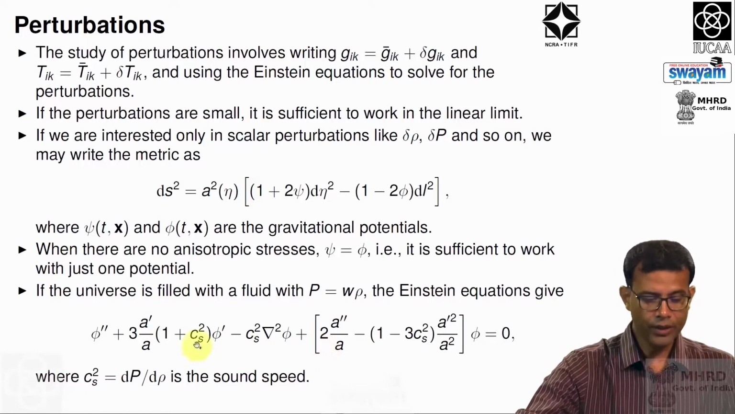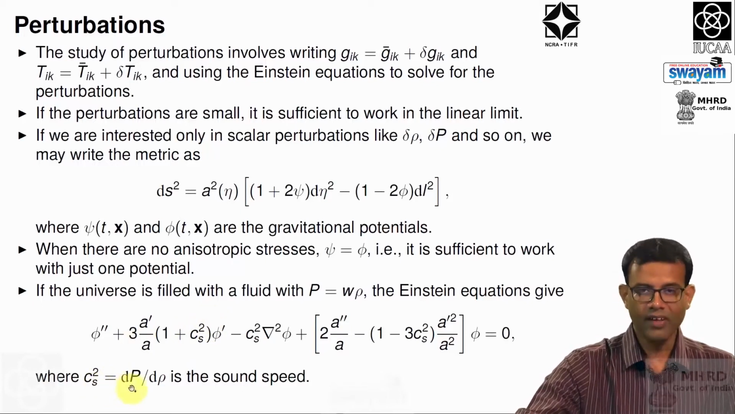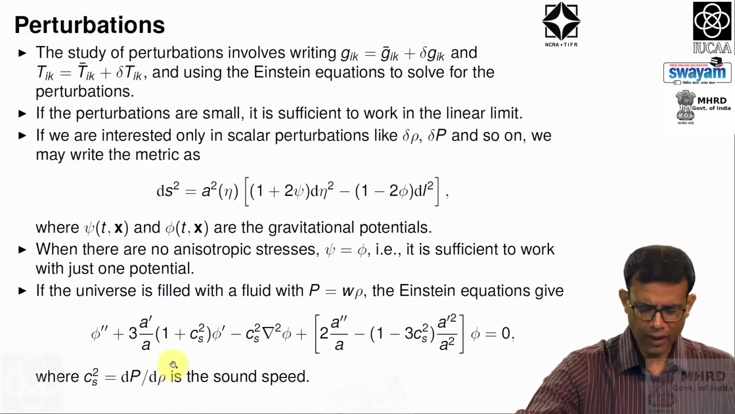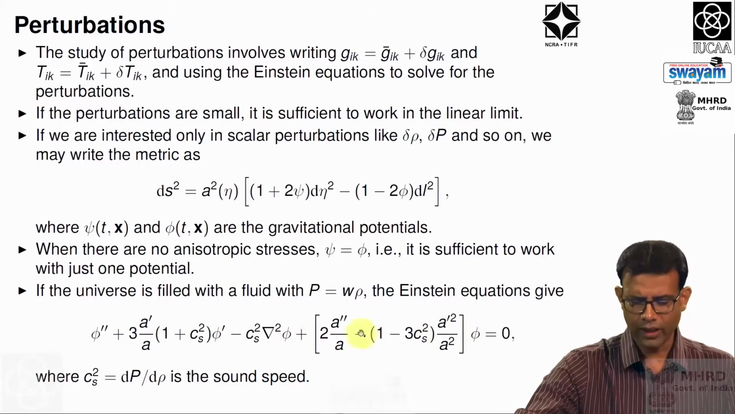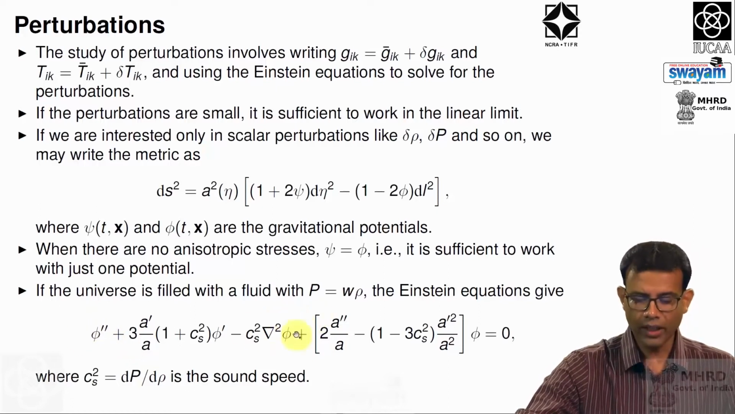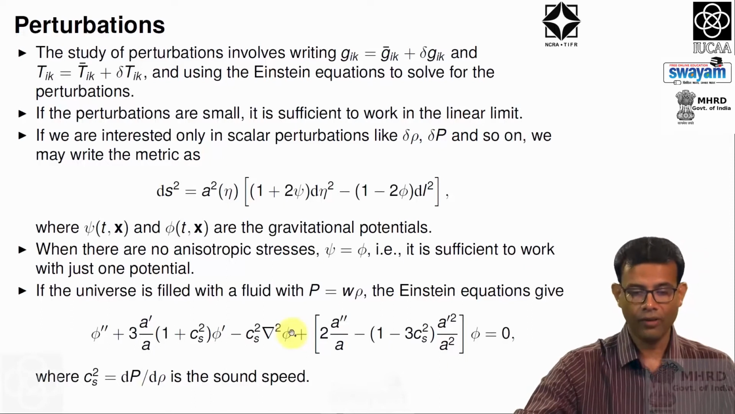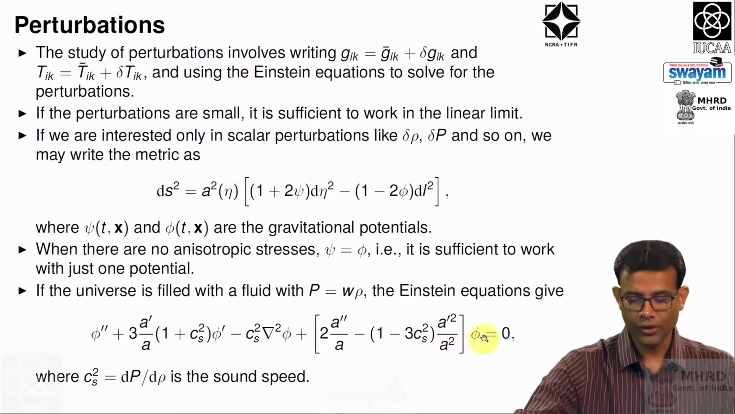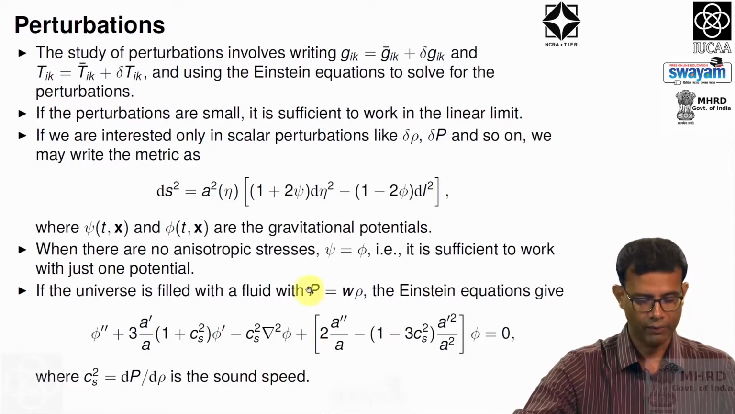You will see a new quantity has been introduced here, which is called Cs square. Cs is nothing but the sound speed, and that is given by the derivative of the pressure with respect to the density. Now, this equation looks quite difficult to solve, mainly because it has time derivatives as well as spatial derivatives, but remember, since we are working in the linear approximation, we have already ignored the terms which may have been higher order in phi. So, the equation is linear in phi, because we want to study only small perturbations.